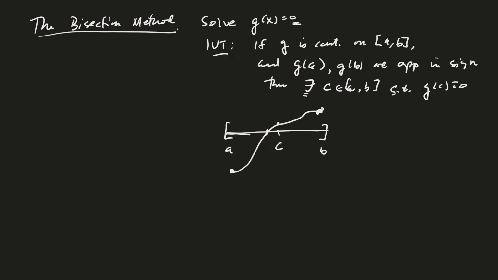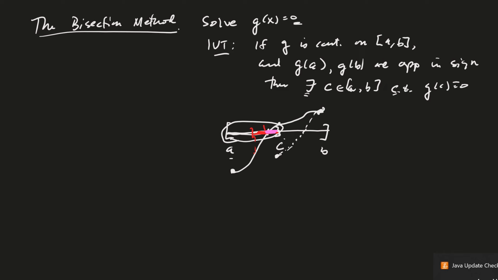So therefore I know that the 0 is contained in the interval from a to c. Right? If g of c had been negative, then the new interval would have been from c to b. And then you go into this interval and cut it in half, and the new interval would be here, and then you cut it in half again, and the new interval would be here, and then you just keep going over and over again.